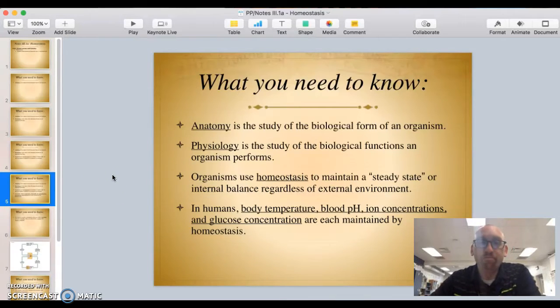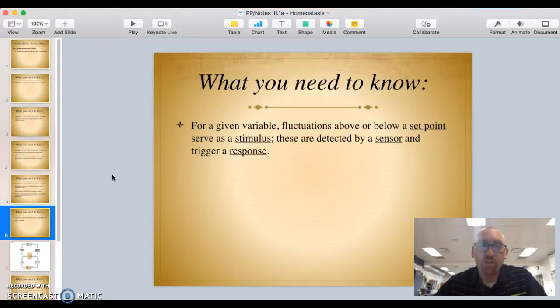Okay. In humans, like I said, these are just some of the things you need to maintain. Things like your temperature, blood pH. You can't be too acidic or basic. You want to stay right around that 7 area, which is neutral, give or take a little bit depending on what's happening in your body. Also how much glucose you have in your blood, your ion concentrations, stuff like that.